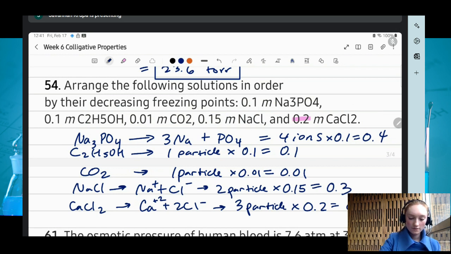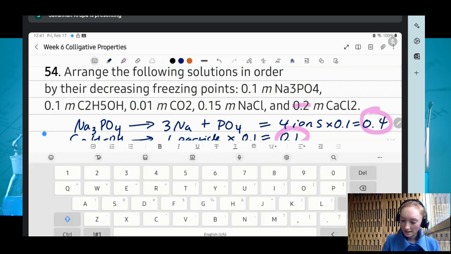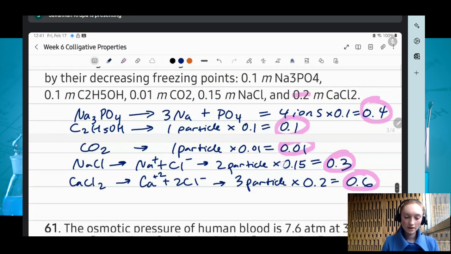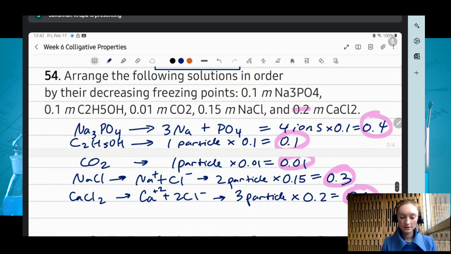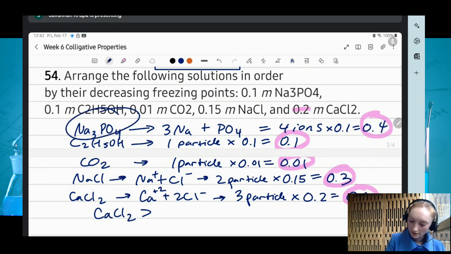So now that we have all of these values for each of these compounds, there's 0.4, 0.1, 0.01, 0.3, and 0.6. These are all the values that we got. And the problem asks us to rank them in order by their decreasing freezing points. Because the highest is going to be the highest number that we found, which is the bottom one here, that is the highest rank. And following that order, a little bit less than CaCl2 is going to be the Na3PO4 with a value of 0.4.